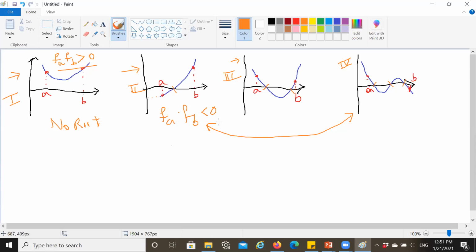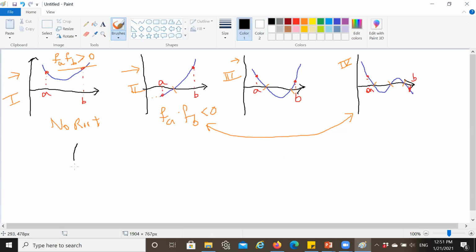Yes. And if the product FAFB is positive, I say that either there exists no root, or there would be an even number of roots. So there's no root in case 1, or there are 2 roots in case 3. Is it true? Yes. So I can generalize it, right? But is this true for all cases? Is this generalization correct for all cases?